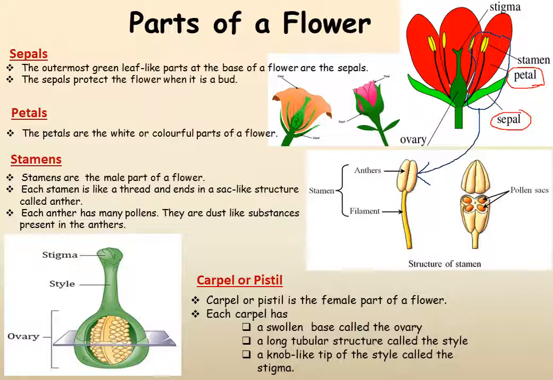So we have learned three or four new terms. Understand them now itself. Now read the statements. Stamens are the male part of a flower. So if you are asked which is the male part of a flower, what will you answer? Stamen. Now each stamen is like a thread and ends in a sac-like structure called the anther. Each anther has many pollens. They are dust-like substances present in the anthers. So what are pollens? They are dust-like substances. Now let's see the next part.